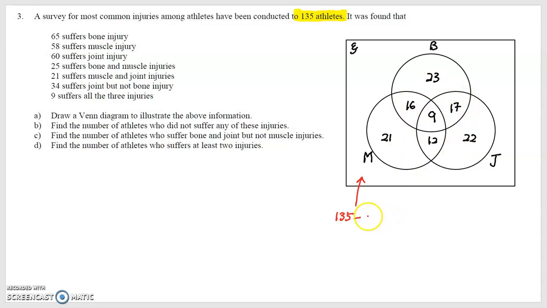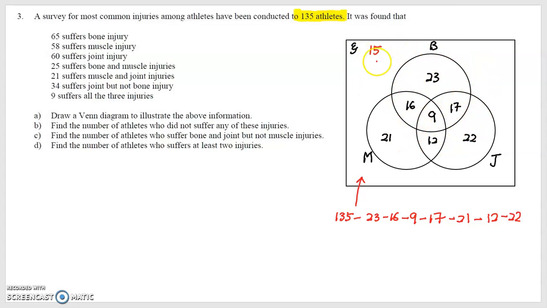Let's start with 23. So 135 minus 23 minus 16 minus 9 minus 17 minus 21 minus 12 and minus 22. So we have 15 players who never got injured at all, whether bone, muscle or joint. Maybe they had other injuries, but they are not in the data here.